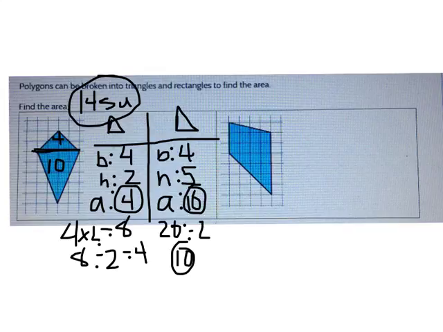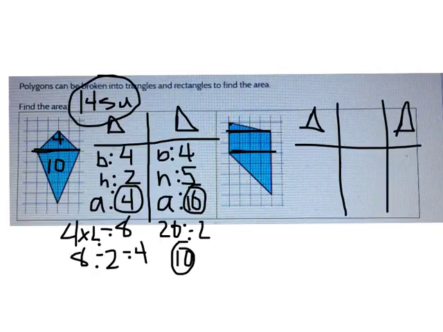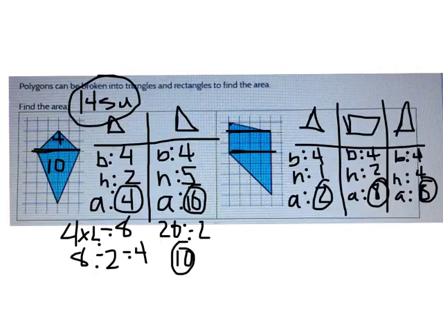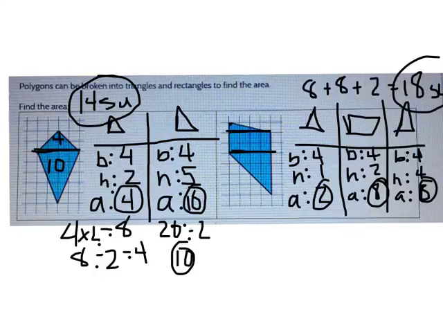Now you try one. I would suggest breaking it into a rectangle and 2 triangles. Go ahead and find that area now. The area is 8 plus 8 plus 2, or 18 square units.